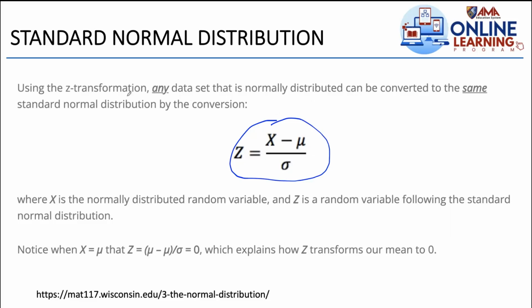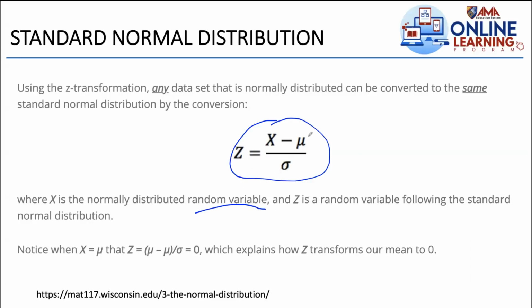So using the z-transformation, any data set that is normally distributed, as long as it is normally distributed, can be converted to the same standard normal distribution by this conversion. When you do that, the mean will become 0 and the standard deviation will become 1. Where x is the normally distributed random variable, I will talk about random variables on the 12th week, and z is a random variable. So it's also a random variable following the standard normal distribution.